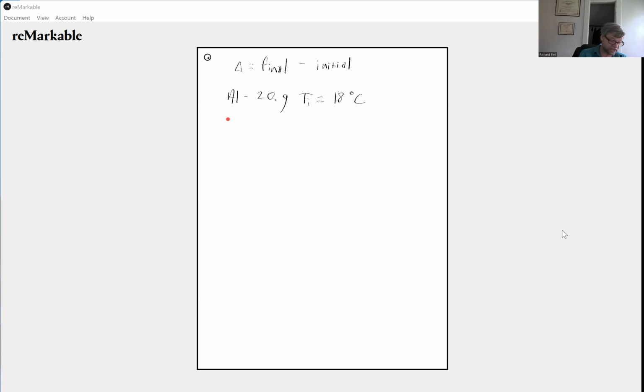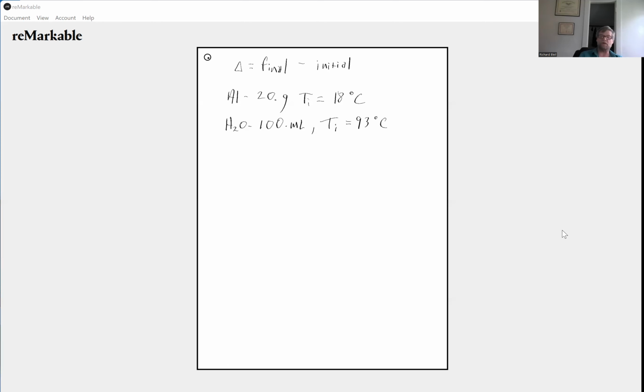But we're putting it in our tea, which is hot water. And suppose we have 100 milliliters. Well, its initial temperature is close to boiling, not quite boiling. Let's say it's 93 degrees Celsius.